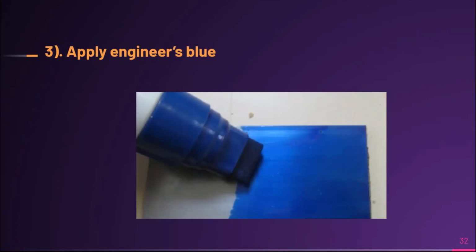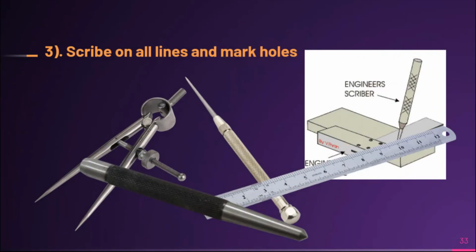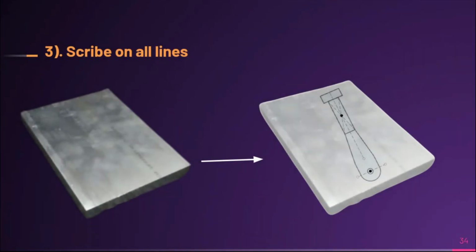Next, apply your engineer's glue onto one of the surfaces of the material. Now, using the drawing I showed you initially, use the scriber, the engineer's square, and a ruler to mark out all the straight lines at the appropriate locations and lengths. Now, duplicate everything you did with an offset of about 5 mm. This is the line the bandsaw cuts will follow.